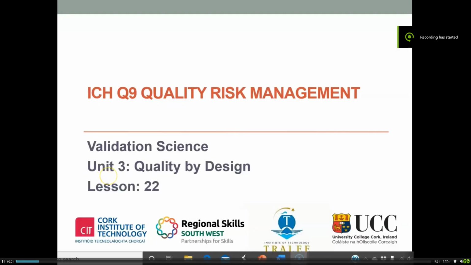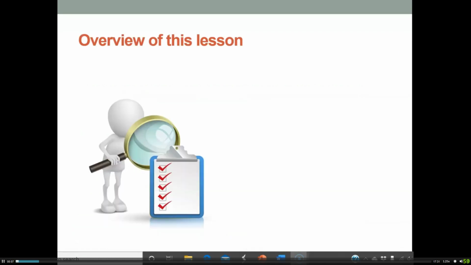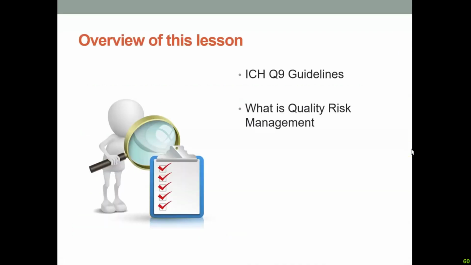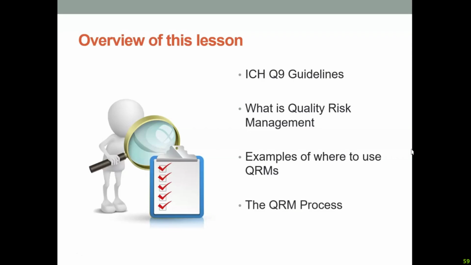Welcome to Lesson 22. This is the ICH Q9 Quality Risk Management. In this lesson, we will be looking at the ICH Q9 guidelines, what is quality risk management, examples of where to use QRMs, and the QRM process.